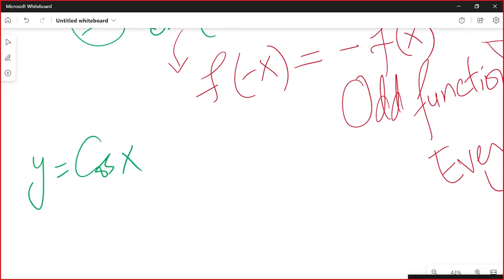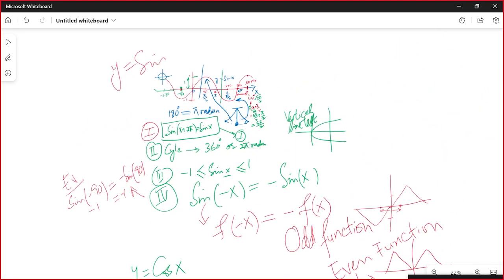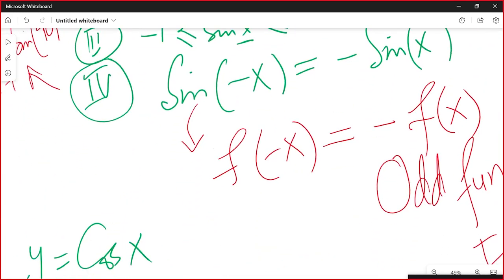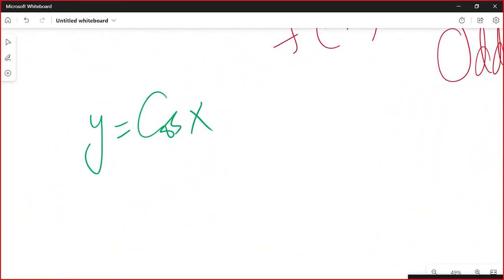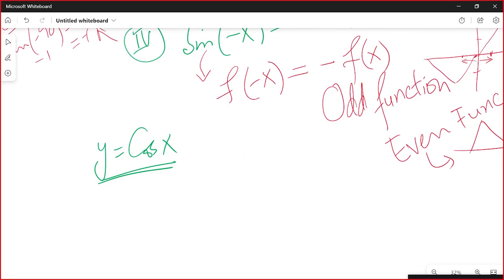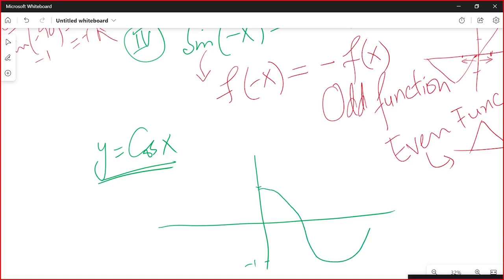So sin x had its graph. Do you know the graph of cos x? Have you come across it or no? It doesn't matter, I would draw it. If I draw a graph of cos x, this is positive one, this is negative one. So it goes like this, and it's also repeating.